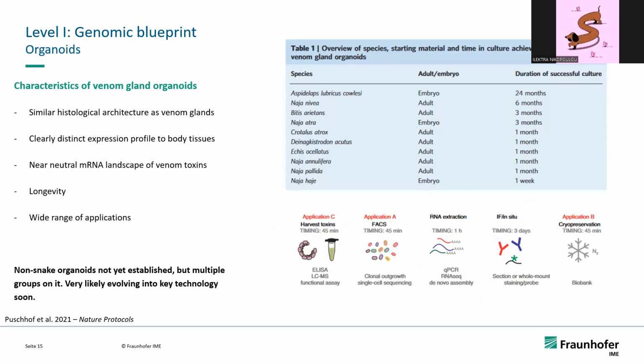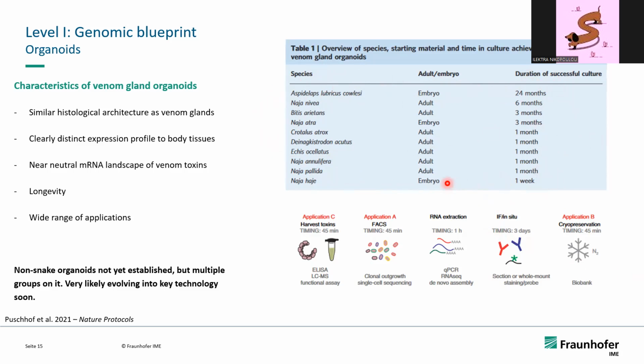Luckily, this has also been investigated quite in depth already. Quite a bunch of different snake venom systems have been used to create venom gland organoids, both from embryonal and adults. And you see here that actually they are quite long living. The organoid system based on Aspidaps lubricus was successfully cultured for almost 2 years. The other ones at least half a year to 3 months or a month. So apparently many snake venom gland organoid systems are quite long living.